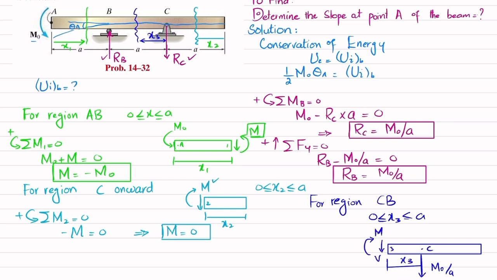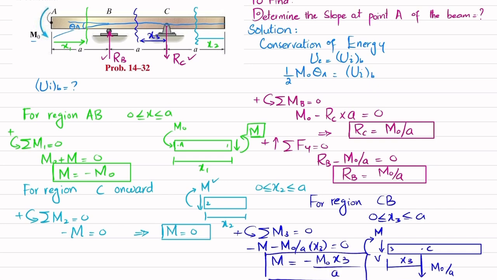We are going to find this moment by using the sum of all moments about point 3 equal to 0, taking the counterclockwise moment as positive. About point 3, one moment is this M, which is clockwise, so this will be minus M. The second moment about point 3 is due to this M naught over A, and the perpendicular distance is x3, and this is also clockwise. So minus M naught over A into x3 is equal to 0. So this moment M is equal to minus M naught x3 over A. Clear? This negative sign means that our assumed direction is wrong, so it should be in the counterclockwise direction.